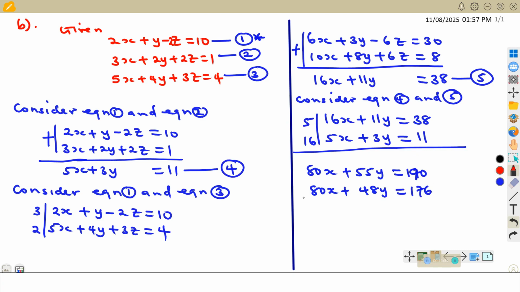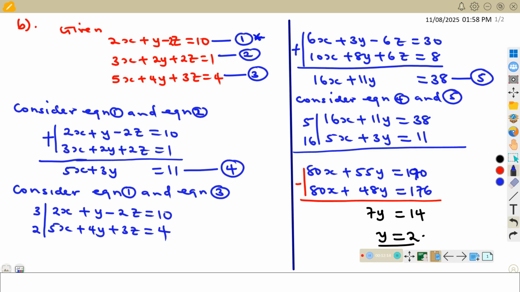So from here, we shall again see how best we can eliminate this. We eliminate x by subtracting since the signs are the same. And that will give us 0. 55 minus 48 will give us 7y. And 190 minus 176 will give us 14. So we can divide through by 7 and y will be equal to 2. So having got the value of y as 2, we go on and get the value for x and z.